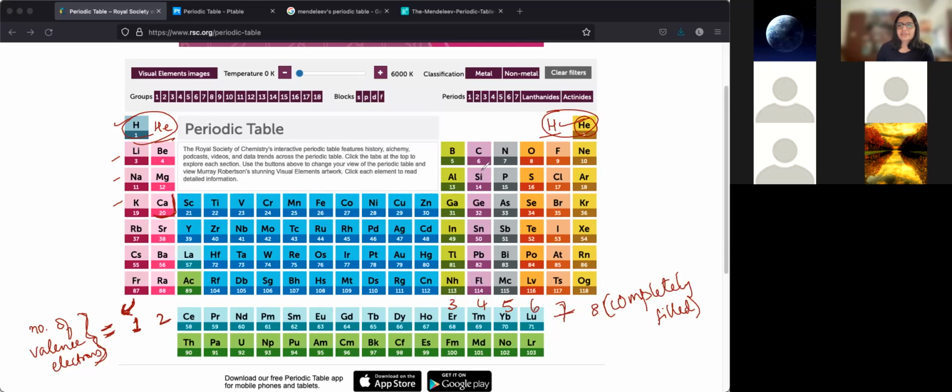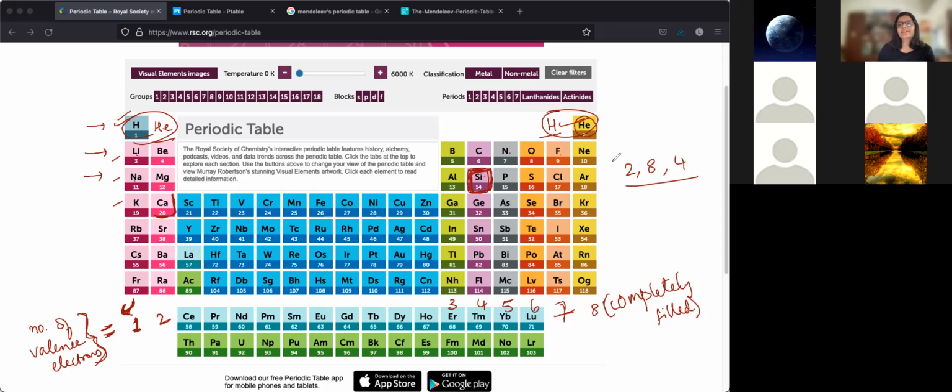For example, if I want to know the electronic configuration of silicon, which is over here, all I have to do is count how many elements are coming before it in every period. Before I reach silicon, I need to go through the first period, which has 2 elements. Then the second period, which has 1, 2, 3, 4, 5, 6, 7, 8 elements. Then in the third period, to reach silicon, I have to go through 1, 2, 3, 4 elements. So the electronic configuration is 2, 8, 4.